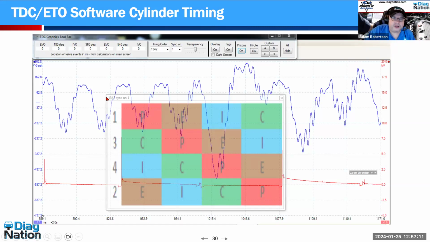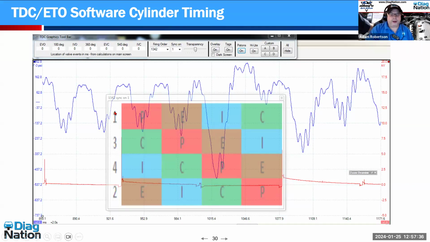But what I have done is I've put an overlay from my number 1 firing event to my other number 1 firing event with a firing order of 1, 3, 4, 2, sync on 1. This graph I have put over the top shows me from this number 1 firing event to this number 1 firing event. It shows me the stroke that every cylinder is on.